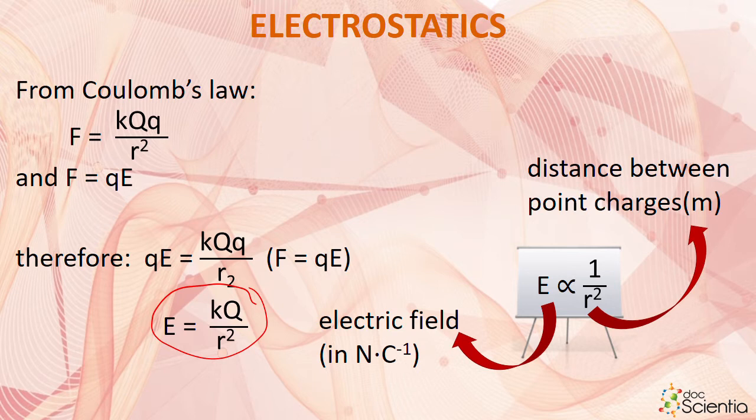So, hierdie ene is dit waarmee ons voorheen gewerk het. Do you guys agree? En dan het ek nou vir julle gesê E is gelyk aan F op Q, and then they went and they multiplied and said F is equal to EQ or QE. Okay. So they substituted that into the left-hand side.